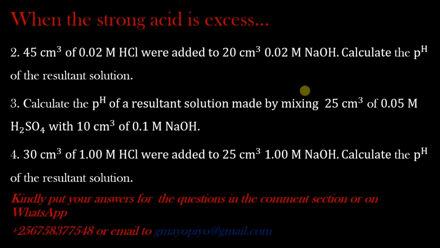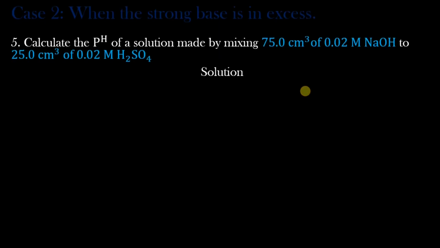So let's tune in and look at the situation where we have the acid and the base reacting, but we have the base in excess. We have a task here. Calculate the pH of a solution made by mixing 75 cubic centimeters of 0.02 molar sodium hydroxide with 25 cubic centimeters of 0.025 molar sulfuric acid. You can ignore the English too.